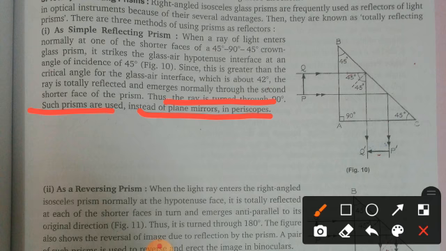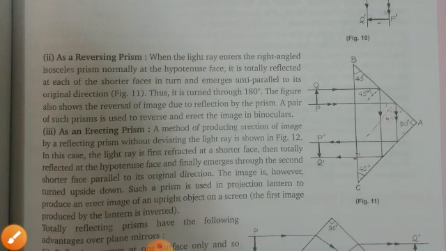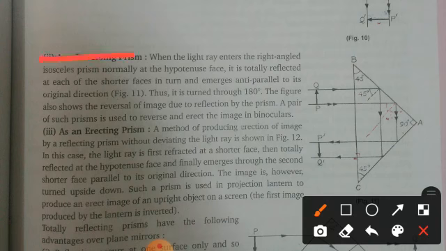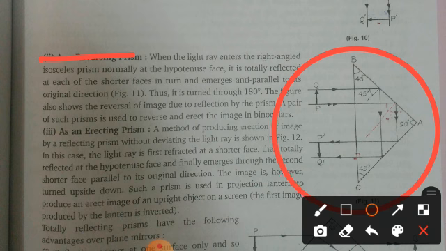The second one is as a reversing prism. Here you can see the second one is the reversing prism. When a light ray enters the right-angled isosceles prism normally at the hypotenuse face, it is totally reflected at each of the shorter faces and emerges anti-parallel to the original direction. Thus it is turned through how much angle? 180 degrees. The figure also shows the reversal of the image due to reflection by the prism. A pair of such prisms is used to reverse and erect the image in binoculars.